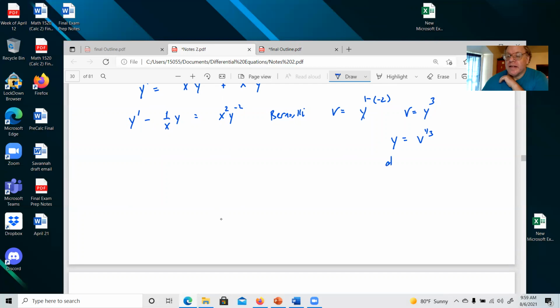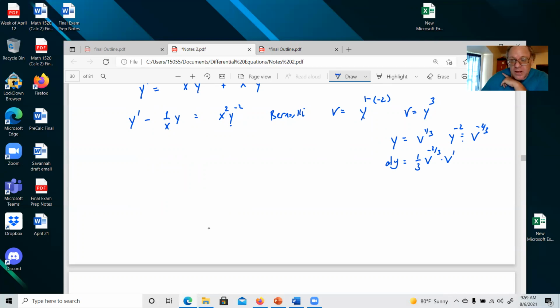And dy is equal to 1/3 v to the -2/3 times v tick. By the way, y to the -2 is equal to v to the -2/3. Why do I care about that? Because I'm going to have to make a substitution involving y to the -2. So let's go ahead and fit this business in here.